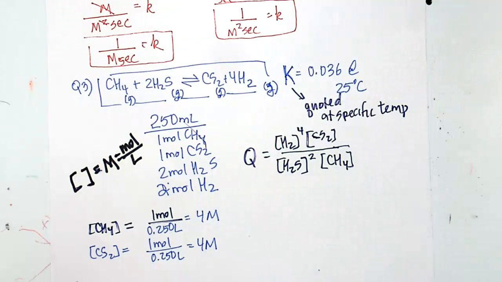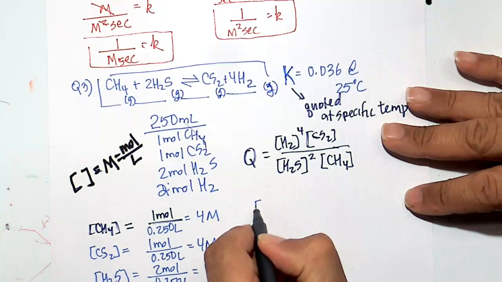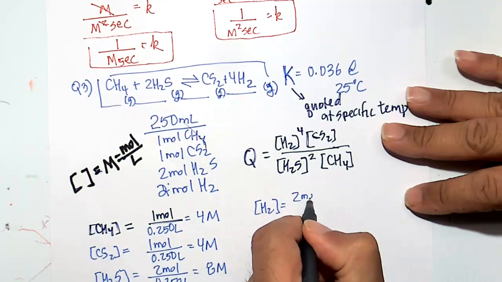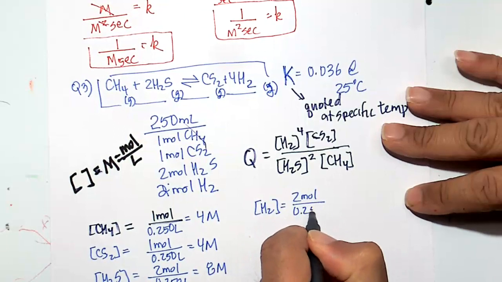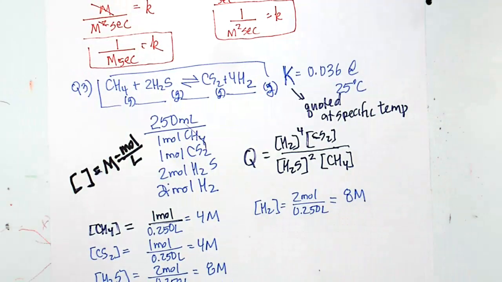What's my concentration of H2S? It's 2 moles divided by 0.250 liter, which is 8 molar. And what's my concentration of finally H2? It's 2 moles divided by 0.250 liters, which should be 8 big M.